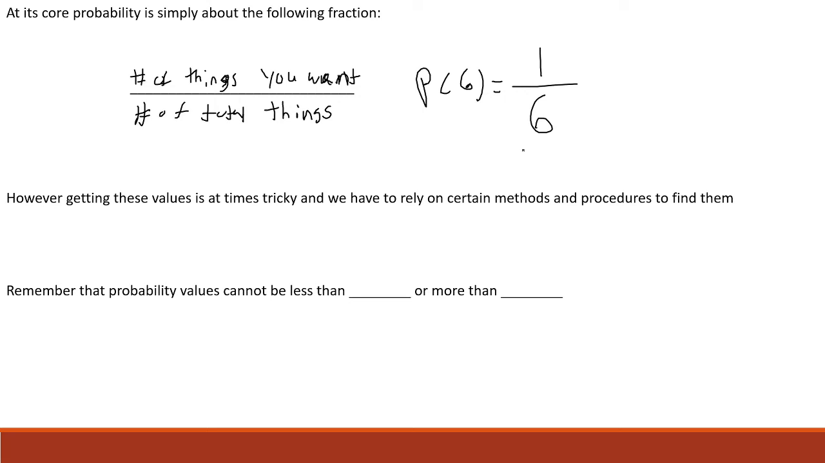Now, that's pretty simple. The trick here is that sometimes getting these numbers can be quite big or quite difficult because of the way the situation is. However, you always have a guidepost in that, remember, probability cannot be less than 0 or more than 1. It always has to be between those two bounds.